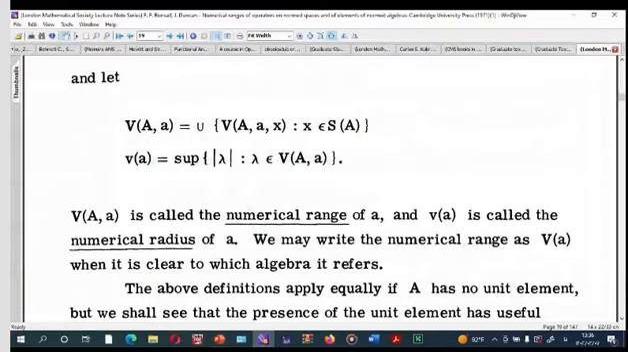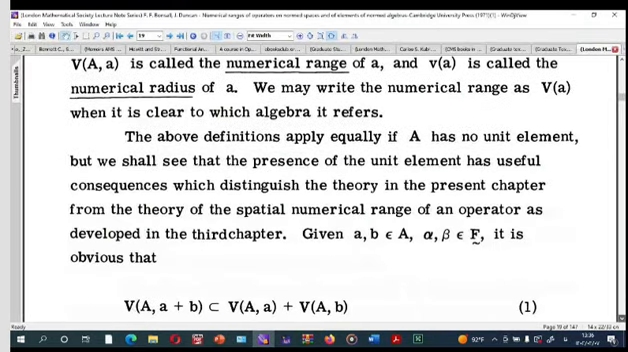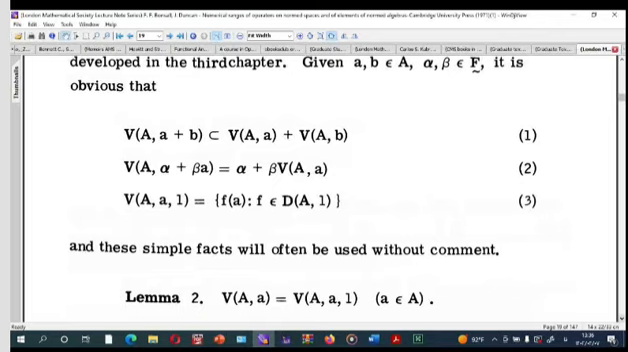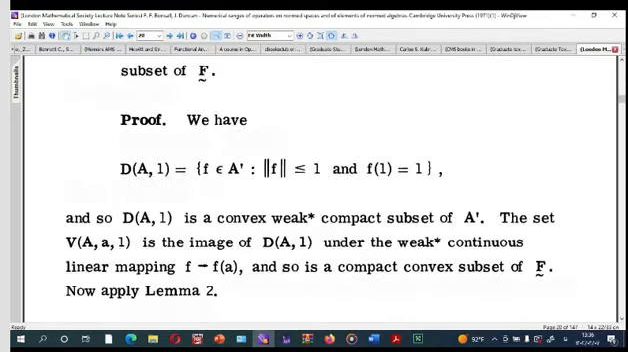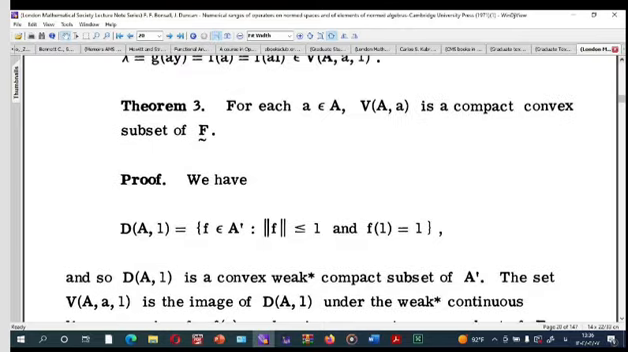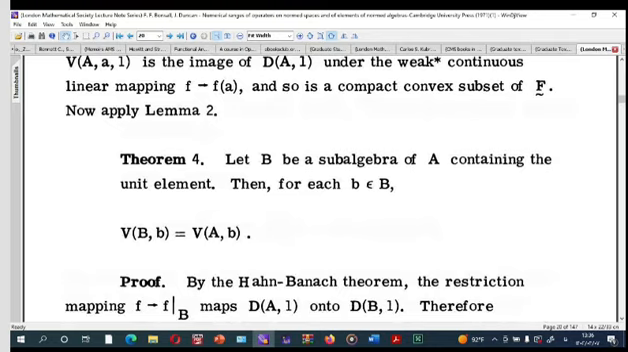These two definitions have many simple properties, such as these inclusions and equalities, and this lemma and this theorem. Okay, for each a in A, V(A, a) is a compact convex subset of F. The proof is very easy, but I omitted the proof of these items.